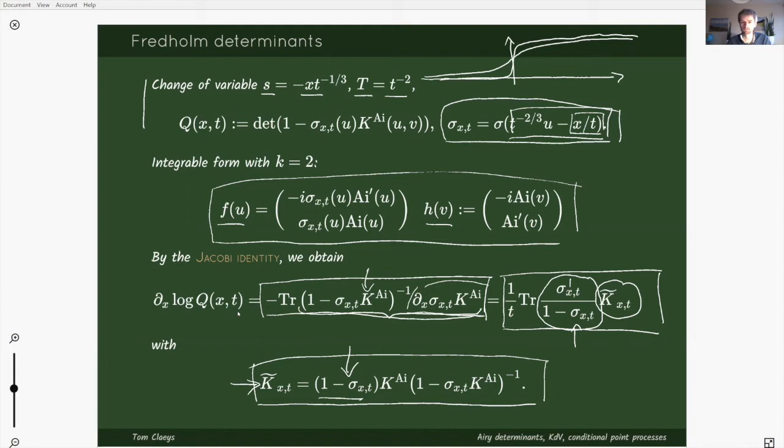By the way, there are different ways to write this kernel because the Airy kernel operator is a projection operator. It's a Hermitian projection operator. So in fact, we could also write this as 1 minus sigma times the Airy operator times the Airy operator times the inverse. So you can write this as a conjugation of the Airy kernel operator. This would not be true for any kernel, but for a projection operator, this is the same.